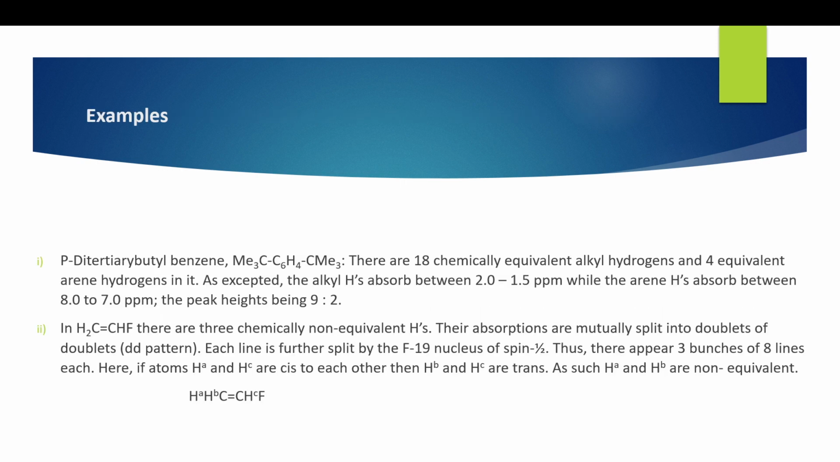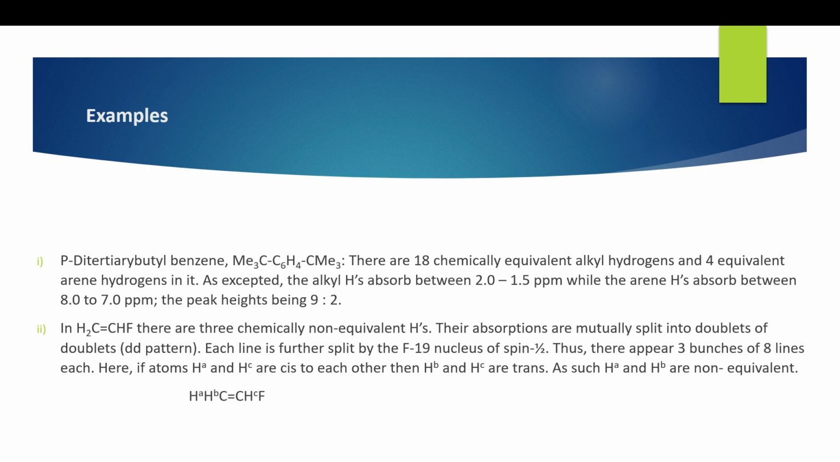Here I have included two examples. In one case, I have considered para di-tertiary butyl benzene. See, there are two kinds of hydrogens: the methyl hydrogens, which are 18 in number and chemically equivalent, and the aromatic hydrogens, which are 4 in number, also chemically equivalent. So we observe two signals. Not only this, the signal heights are in the ratio of the number of protons. Here the ratio is 9:2. In this example, alkyl protons absorb between 2 to 1.5 ppm, while aromatic protons absorb between 8 to 7 ppm.